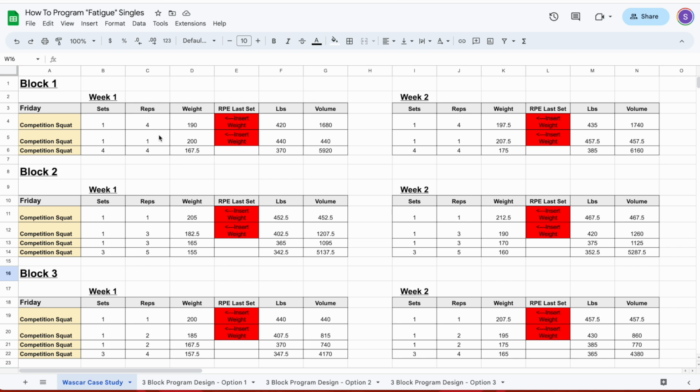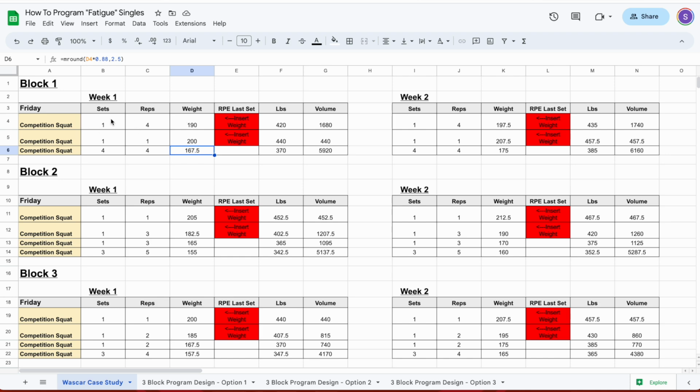So if we're looking at block 1, we had fatigue singles. We had his top set of 4, followed by a single, followed by 4 back off sets. And one thing to note here, which I'll contrast with something we did different later on, is that his back off set was a percentage drop from that top rep set. So whatever he did on that top rep set, we then calculated what to do on his back off set. So that's very important as we get through this.